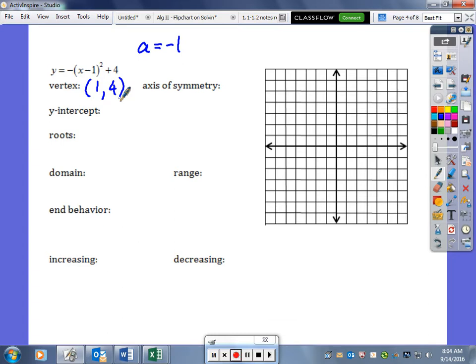Remember, for our horizontal, we always take the opposite sign of what's in parentheses. A y-intercept we can find out by just setting x equal to 0. Then we get negative (0 minus 1) squared plus 4. So in our parentheses we got negative 1, which we're squaring. It becomes positive, but then the negative sign on the outside makes it negative again. Negative 1 plus 4 is 3. So our y-intercept therefore is (0, 3).